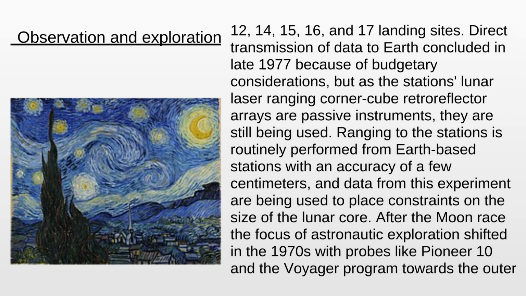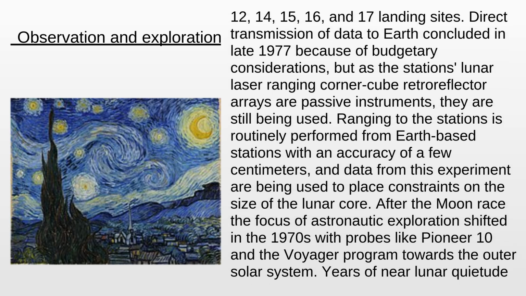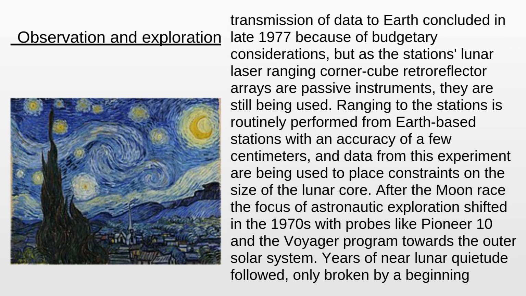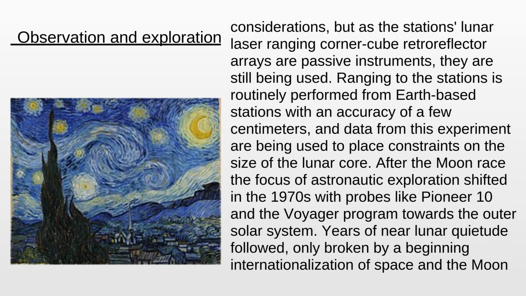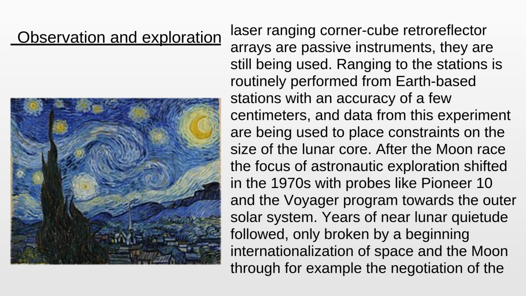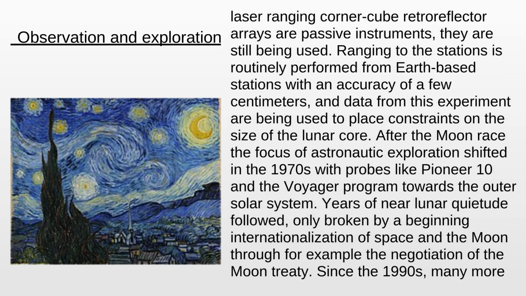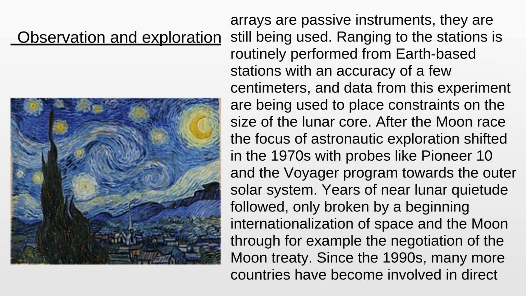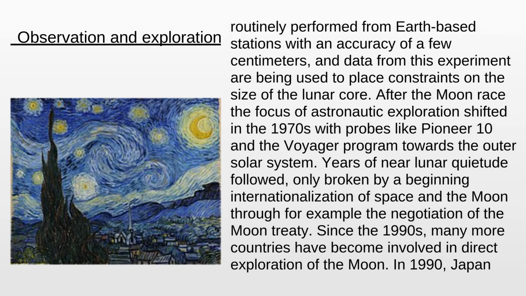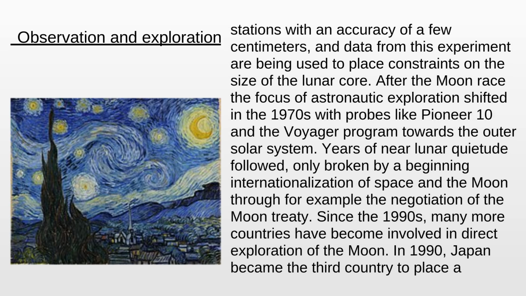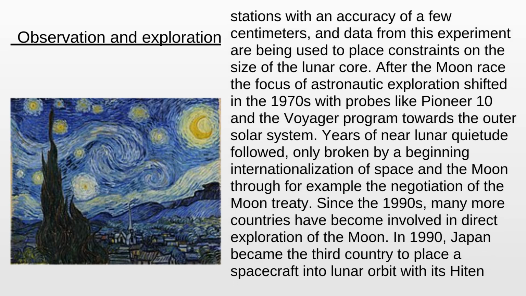Direct transmission of data to Earth concluded in late 1977 because of budgetary considerations, but as the stations' lunar laser-ranging corner cube retroreflector arrays are passive instruments, they are still being used. Ranging to the stations is routinely performed from Earth-based stations with an accuracy of a few centimeters, and data from this experiment are being used to place constraints on the size of the lunar core.